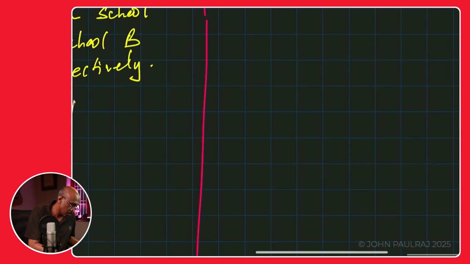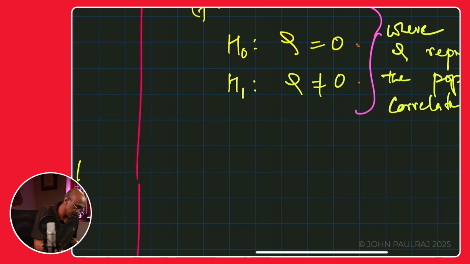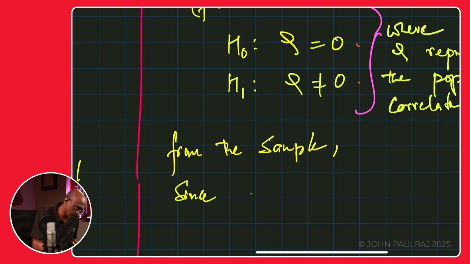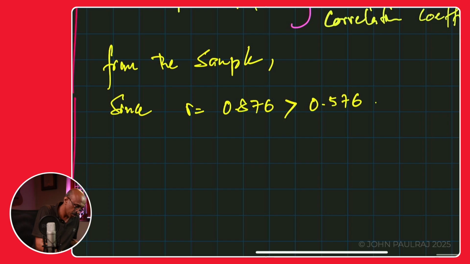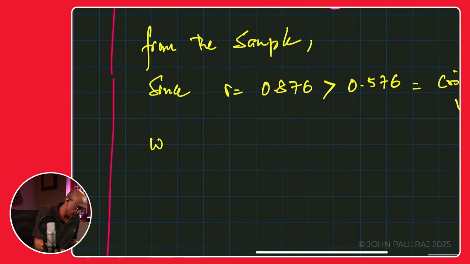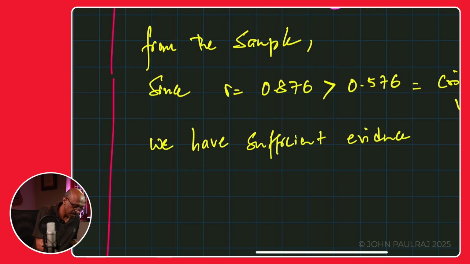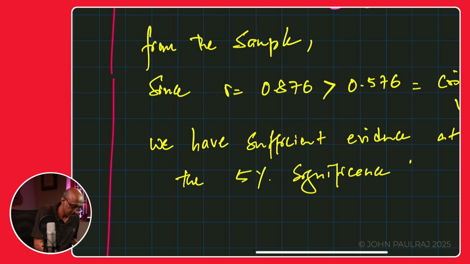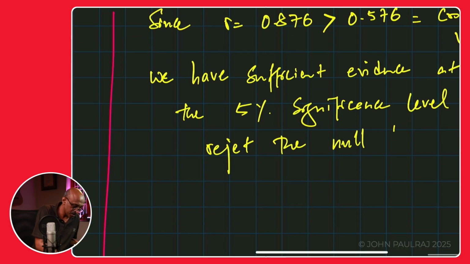So we can write that thing down also, that from the sample, since R equals 0.876 is greater than 0.576, which is the critical value, we have sufficient evidence at the 5% significance level to reject the null hypothesis H naught. And remember what the null hypothesis said.